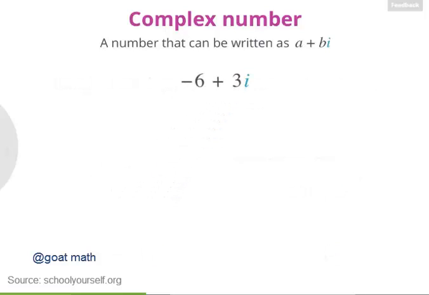Next, let's take a closer look at the complex number negative 6 plus 3i. When you see notation like this, a complex number in parentheses with Re written outside of it, that means we're taking the real part of the complex number. So what's the real part of negative 6 plus 3i? It's negative 6. That's the part that's real.